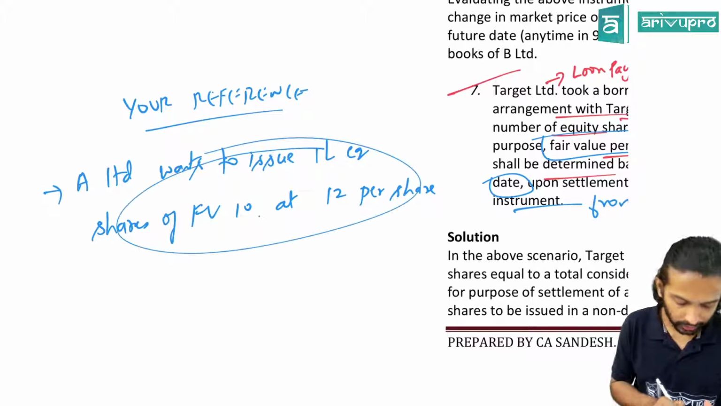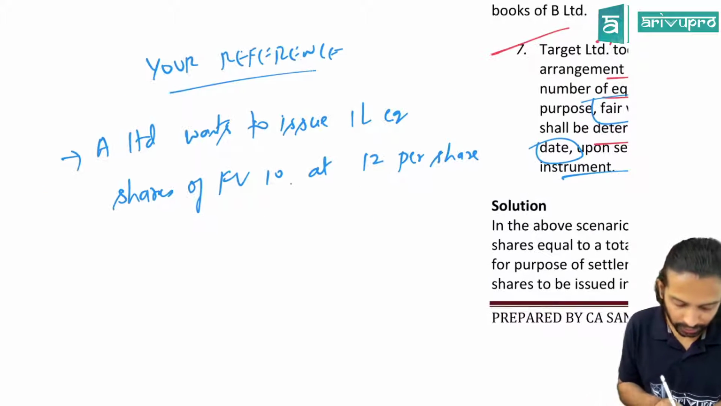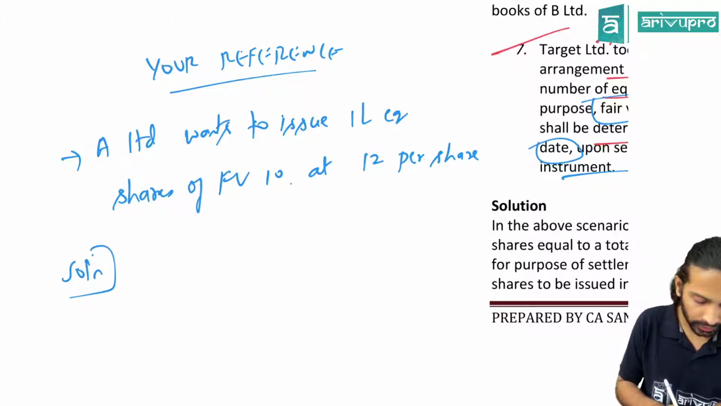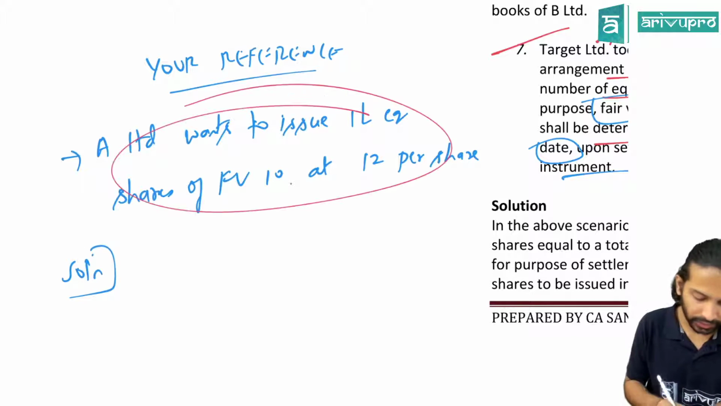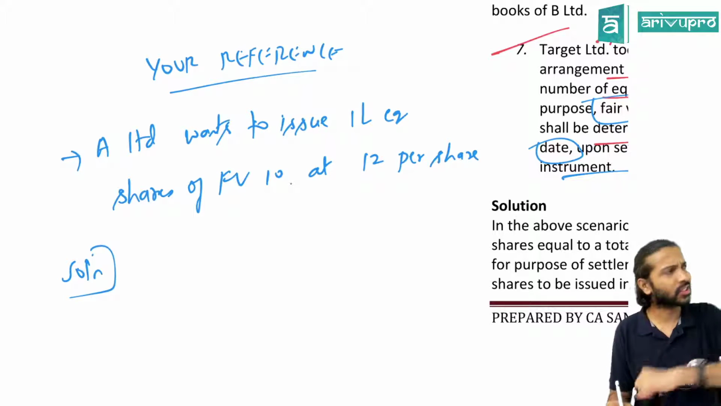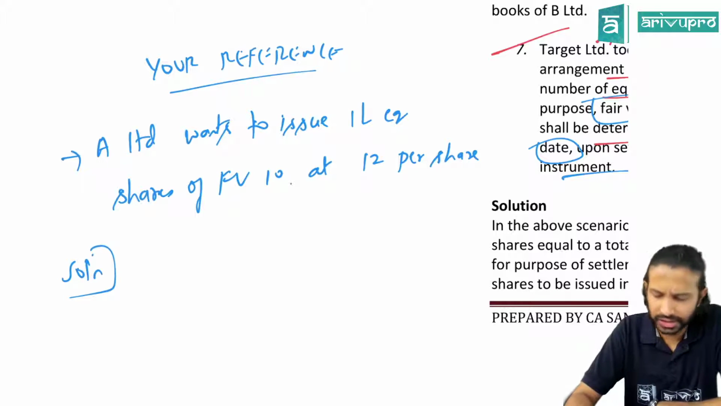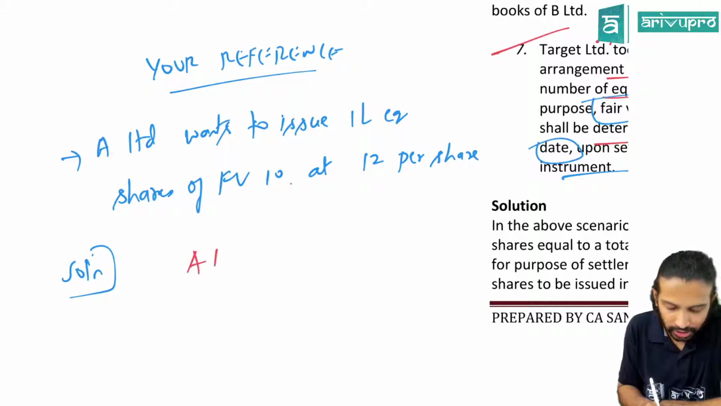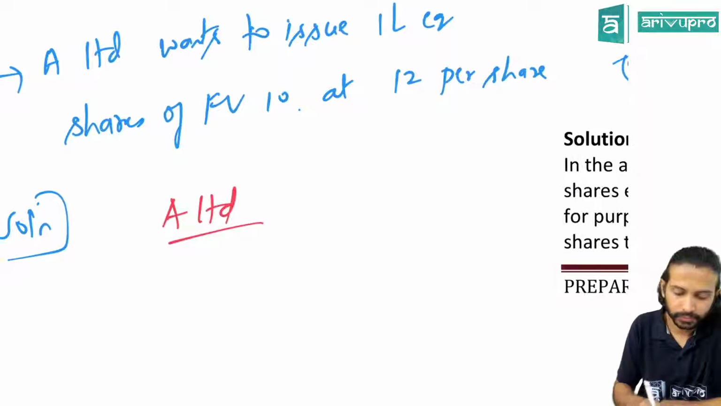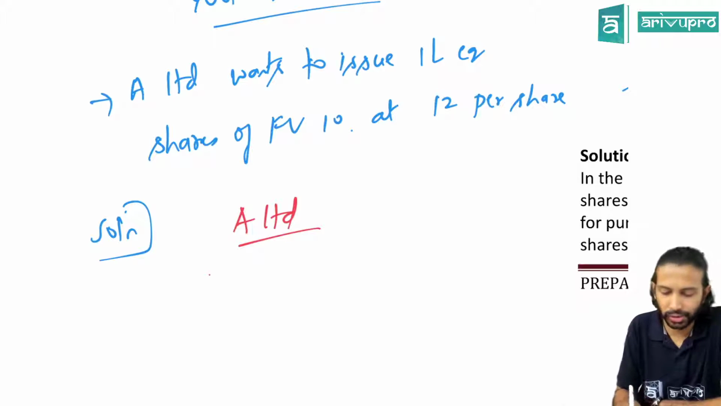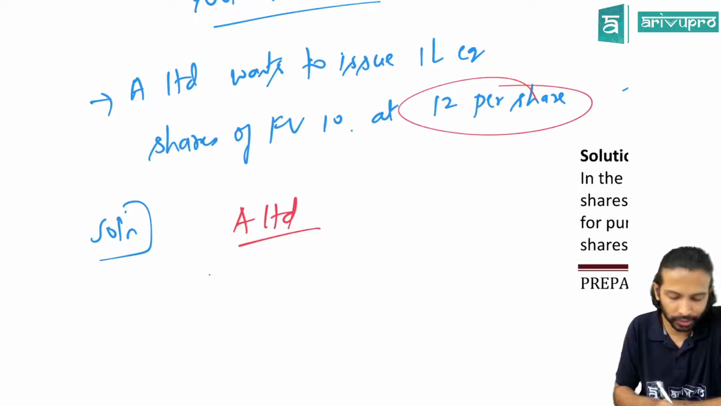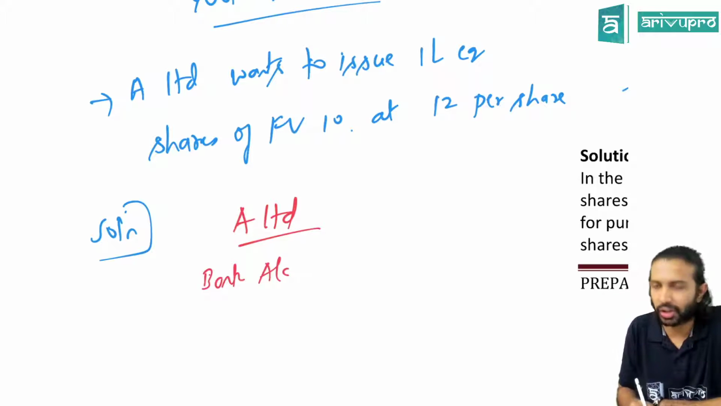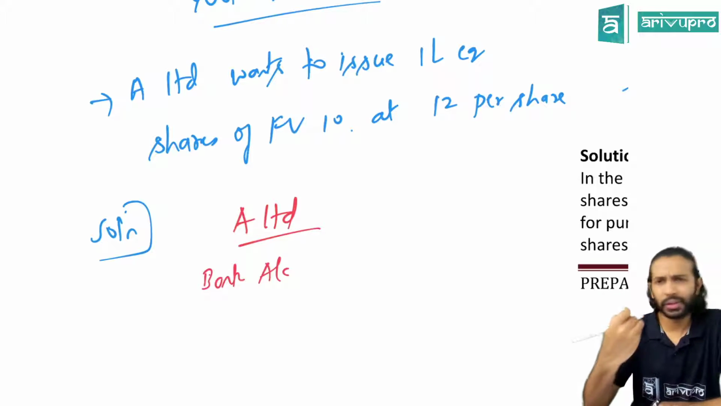Correct? Is this equity? What journal entry will be passed in the books of A Limited? Let's assume that we got an application for 1 lakh shares at 12 rupees. You only applied. What entry will A Limited pass in its books? They issued 1 lakh shares at 12 rupees per share. They got full money. No application, allotment, call money, drama. All the money was received in one installment.